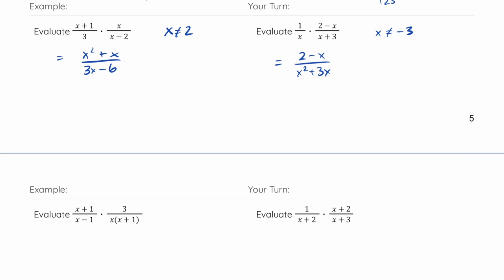Okay, so that one simplifies to 2 minus x over x squared plus 3x. And we just have to make sure we include this statement here that x cannot equal negative 3. Okay, let's continue.